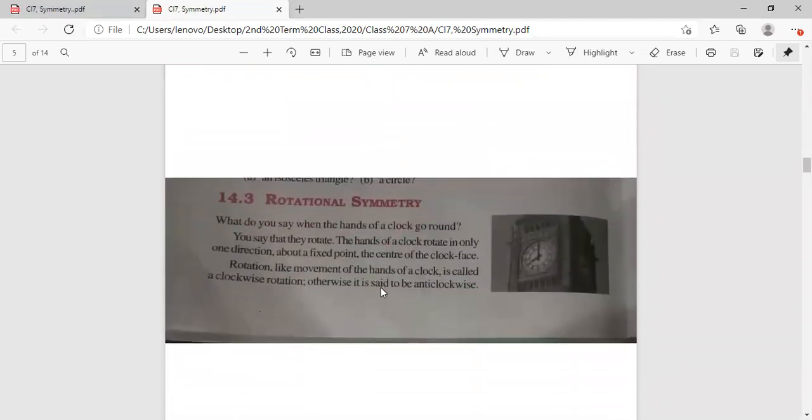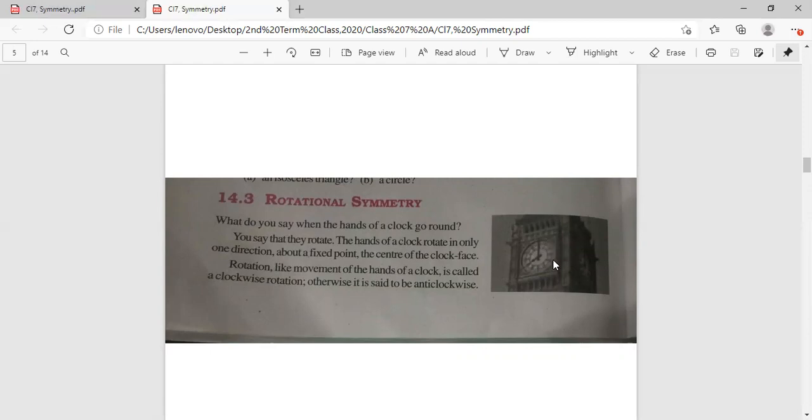Now, rotational symmetry is a new topic for you. Now, what do you understand by rotational symmetry? Now, in a clock, you'll find the hands of the clock rotate in a particular direction, and that is called clockwise direction, and otherwise it is called anti-clockwise. Now, the minute hand or the hour hand, whatever it is, rotating round the clock about a fixed point. This is the fixed point. It is rotating around. So this fixed point is called the center of rotation.